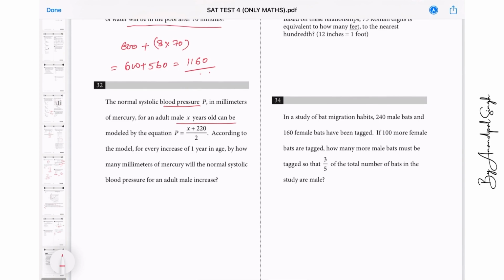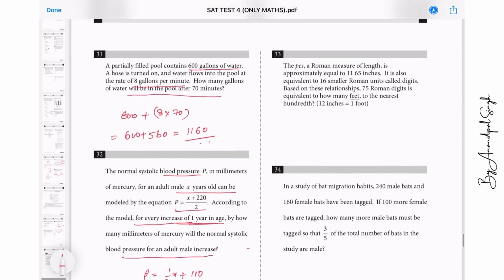The normal systolic pressure P in millimeters of mercury for an adult male x years old can be measured by this. According to the model, for every increase of 1 year of age, by how many millimeters of mercury does the normal systolic blood pressure of an adult male increase? It means they're just talking about the slope. See here, it is x/2, that is half x, plus 110. Every increase of 1 year of age means the slope, and here the slope is half. So 1/2 is the answer, or you can say 0.5.